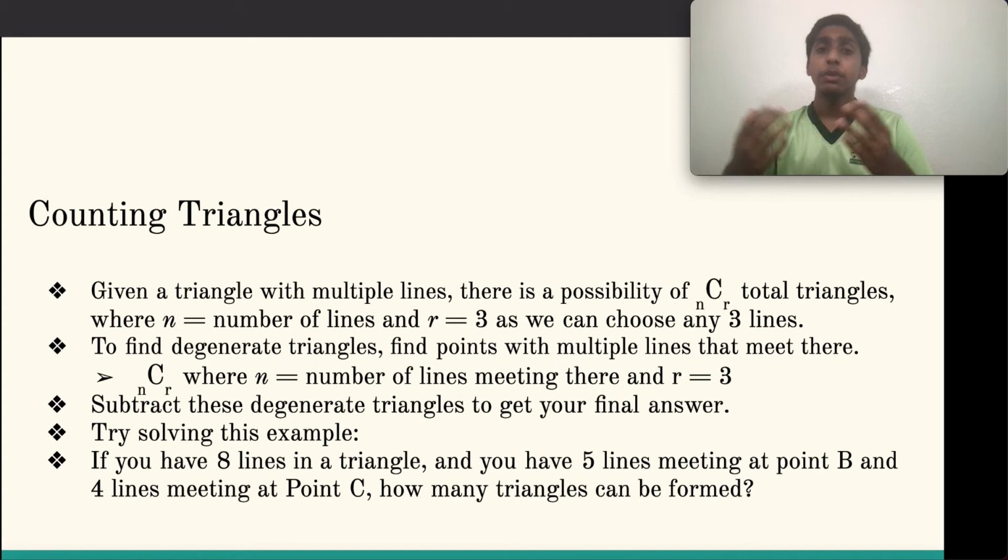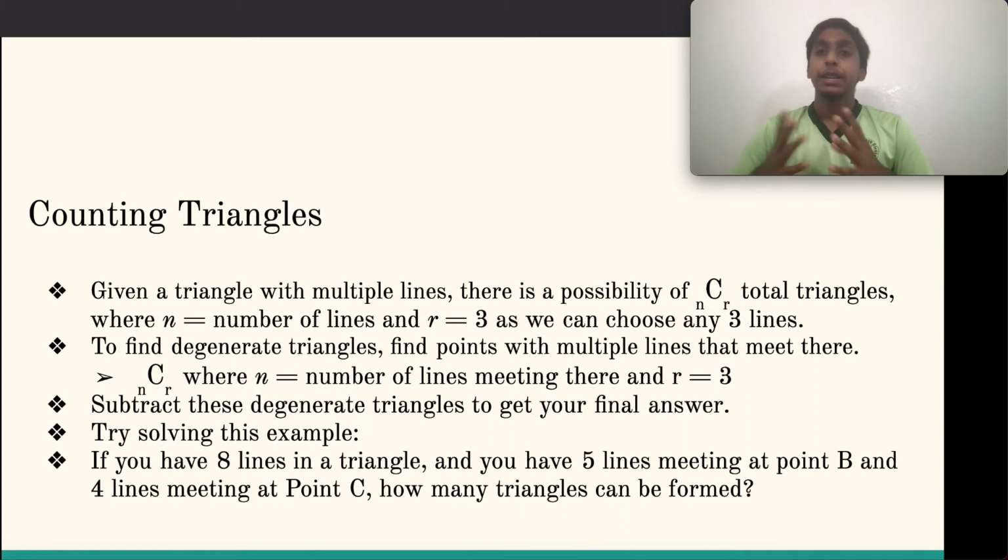Given a triangle with multiple lines, there's a possibility of n choose r total triangles, where little n is equal to your number of lines and r is equal to 3, as we can choose any 3 of these lines to make a triangle. Take a moment to digest that. There's a possibility of n choose r triangles. Little n is the number of lines that you have in your triangle, and r is equal to 3 because you need to choose any 3 lines. So now we did that.